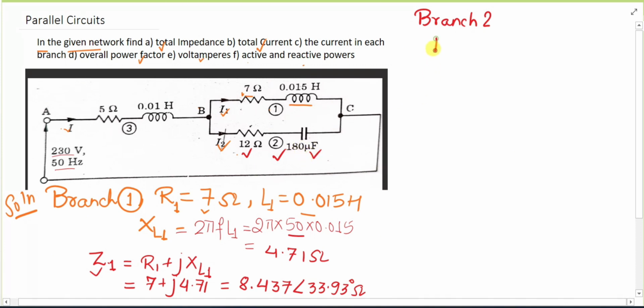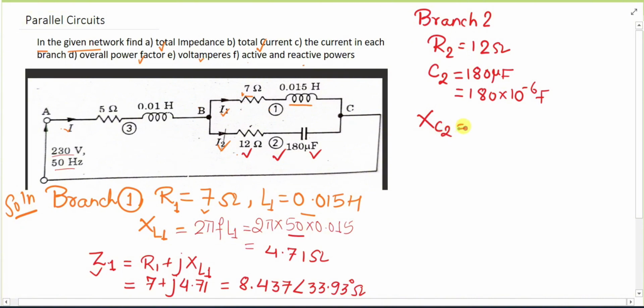So our R2 is 12 ohm, so write 12 ohm, and then our C2 is 180 microfarad. You can convert it into farad. We know that it is 180 into 10 to the power minus 6 farad. Now let's convert it into the capacitive reactance XC2, which will be 1 upon 2 pi f C. This one is our formula.